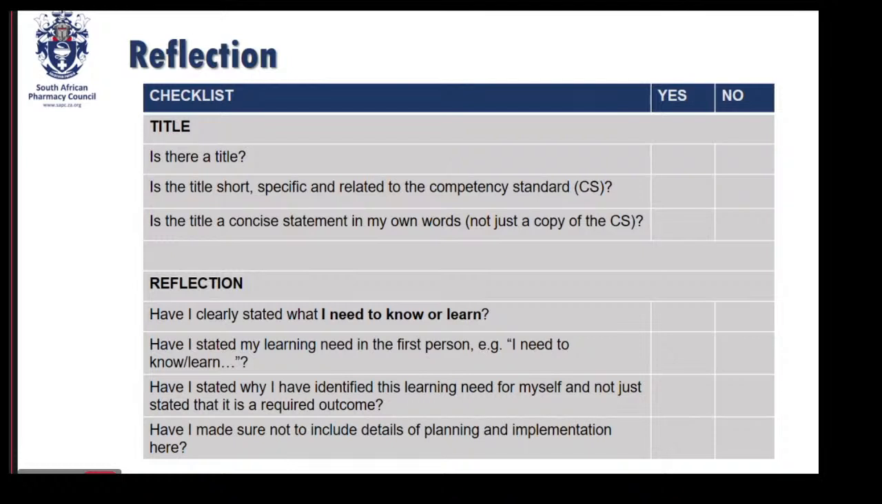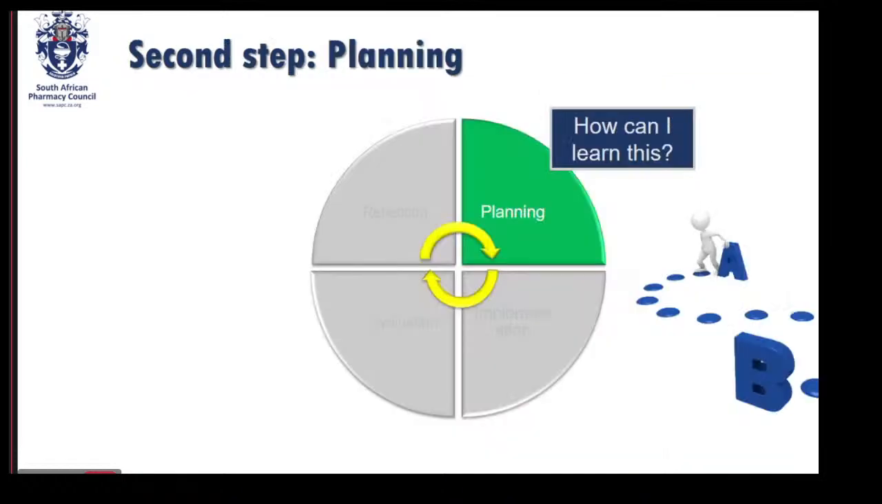So look at the reflection as well. Have I clearly stated what I need to learn and know? Have I stated my learning need in the first person? Have I identified a learning need for myself? And have I made sure not to include my planning or my implementation here? So it's very important that the reflection should just identify the learning need and what you hope to achieve by addressing this learning need.